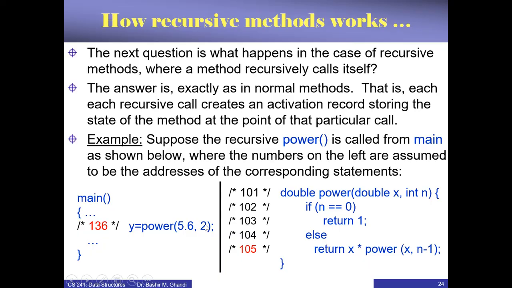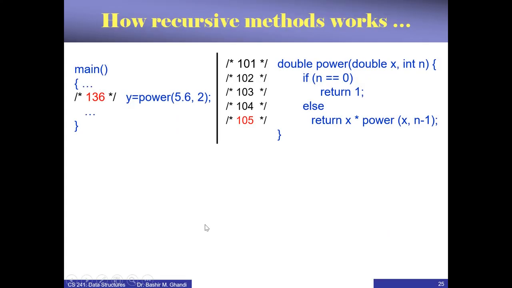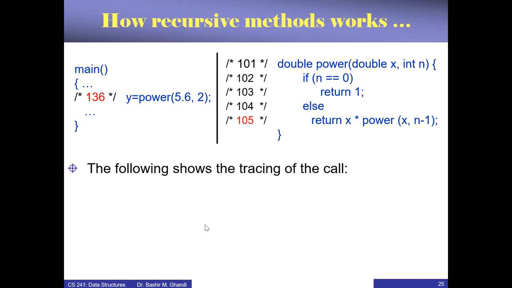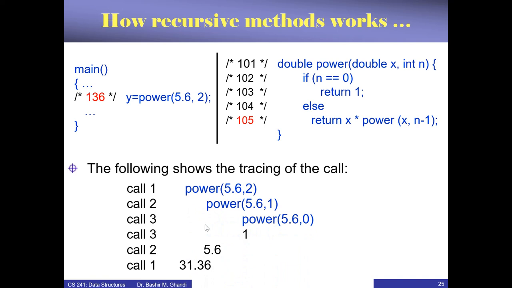So we're going to demonstrate this as a diagram to show you how it works. First of all, let us see how the method itself will work. The following shows the tracing of the method. From main, we call power with x as 5.6 and n as 2. We will start executing power. We will check, is n equal to 0? No, it is not. It is 2 at the moment. And so we're going to go to the else part.